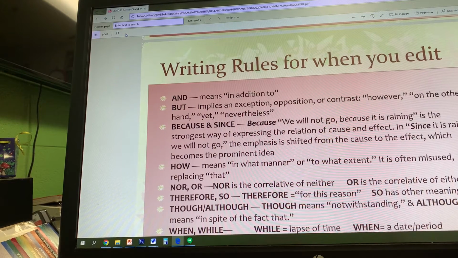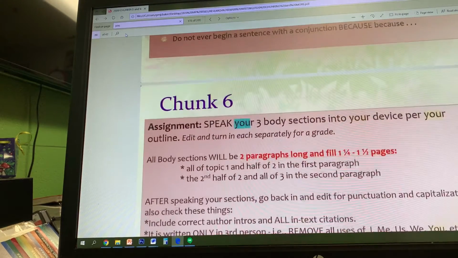So what I want to find is anything that I might need to replace. So in order to check for things like first person, I might want to type you. So I type the word you, and it's going to find, oh, look at that. It found that I used the word you when I was talking about chunk 6. So it's going from where I am, or where I was currently, onward. Now notice, this is the 178th out of 205 instances of the word you.